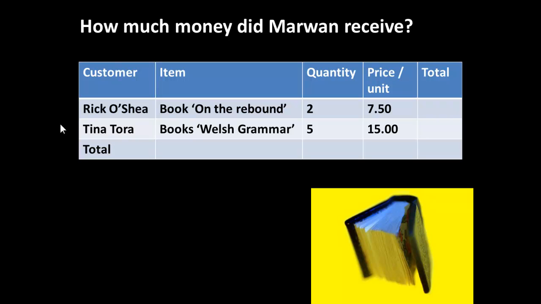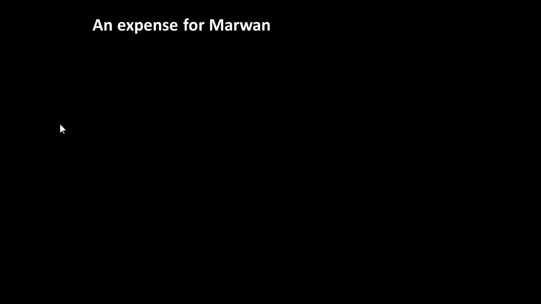Right? He sells 2 copies of Ricochet's book, and he sells 5 copies of Tina Tora's books. So for the total you're going to multiply 2 times 750 and 5 times 15, and then you're going to add them up, and the total that you should get should be £90.